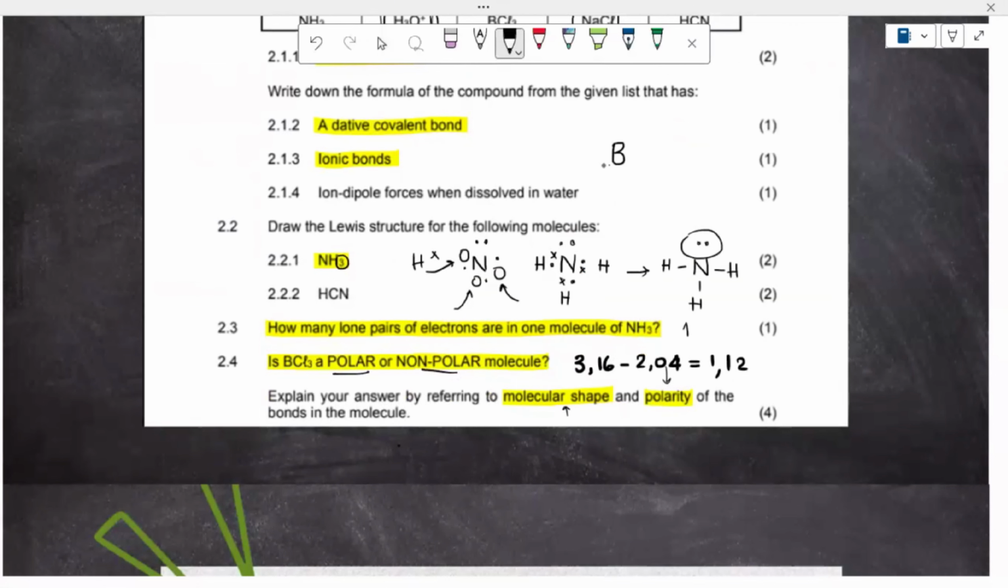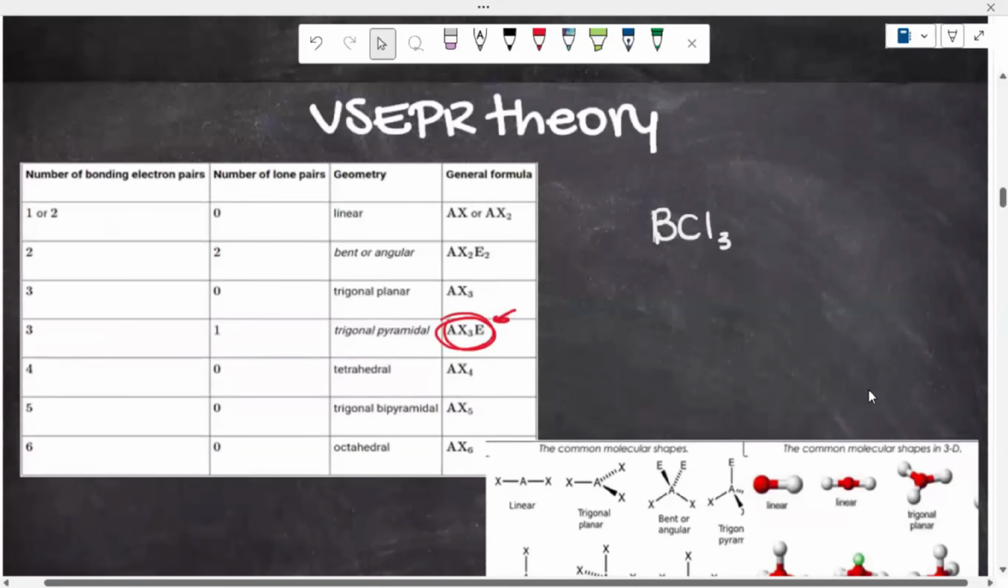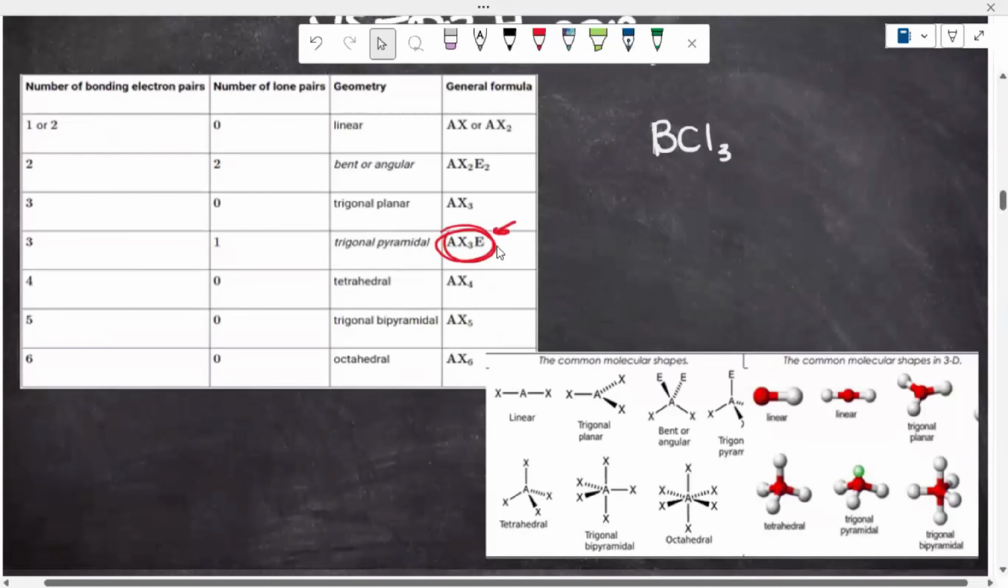Just because between boron and chlorine this is a polar bond doesn't mean that the entire BCl3 is going to be polar, right? Because if we think of the shape, which is a trigonal pyramid, oh, sorry, trigonal planar. Sorry, I think the wrong one. My bad. Trigonal planar, right? If we come and look over here, it's a relatively symmetrical looking thing.